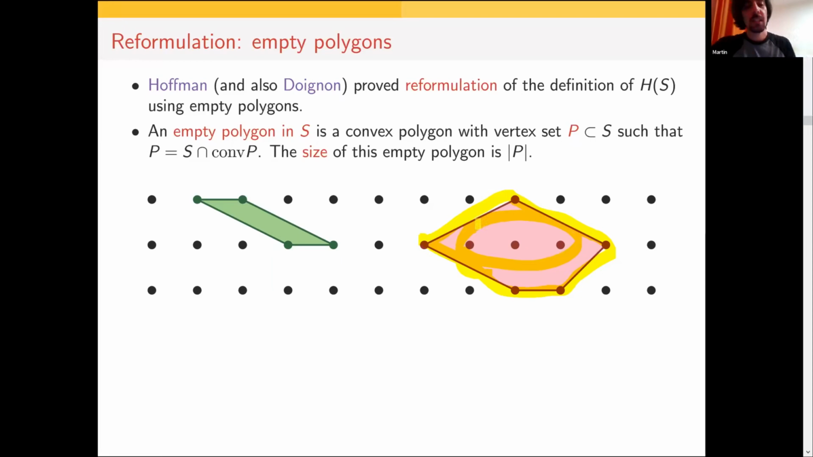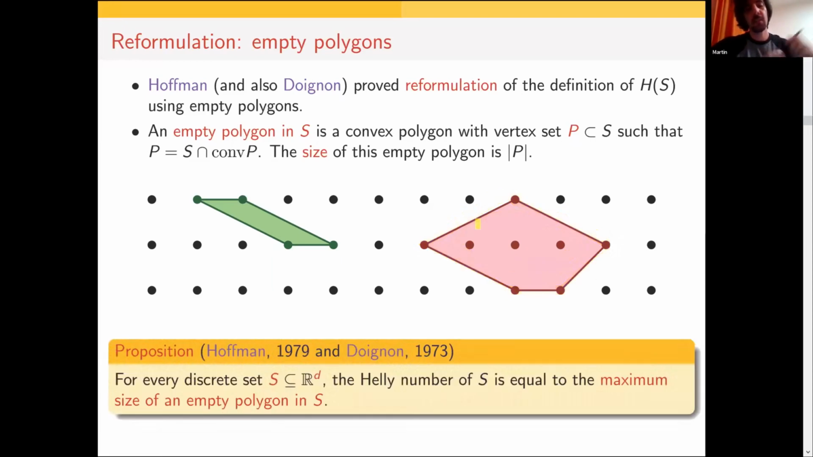And now, amazingly, this maybe rather difficult definition of the Helly number of S can be somehow simplified, because Hoffman and Doignon in the 70s showed that if my point set S is discrete, then the Helly number of S is equal to the maximum size of an empty polygon in S. So whenever we talk about these Helly numbers, you can keep a simpler image in your head. It will be just the maximum size of an empty polygon in S.